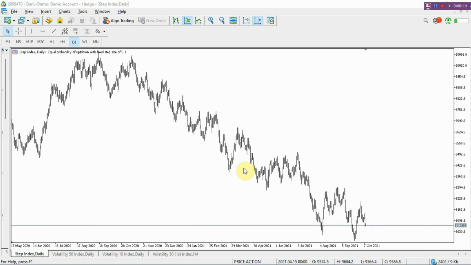I'll be here to take you on our weekly Deriv analysis that will be running from the 11th of October to the 16th of October. And yes, 16th of October is a Saturday, and Deriv is a synthetic market, and this synthetic market runs even over the weekend. So I'm going to take you through an analysis for 11th to 16th of October 2021.